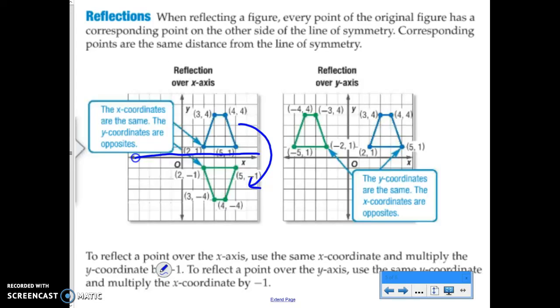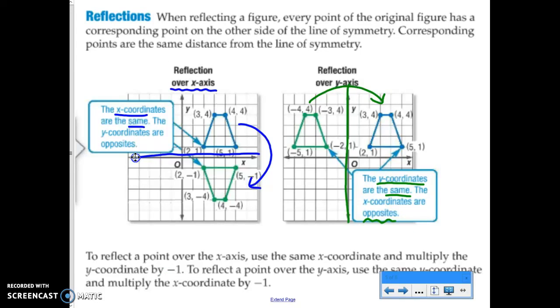So when you are flipping over the x-axis, the x-coordinates are the ones that stay the same. Taking a look over here at the right, when you are flipping over the y-axis, so this figure they're flipping over here, you can see here it says the y-coordinates are the same. So when you're flipping over the y-axis, the y-coordinates stay the same, and then those other x-coordinates are actually the opposites, or the inverse of whatever integer is there.